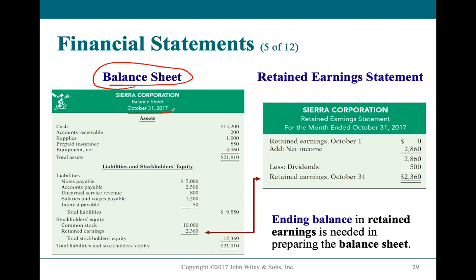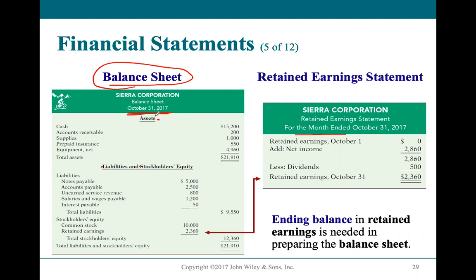of what the company has that day for its assets, for its liabilities, and for its stockholders' equity. So a balance sheet is a very important financial statement, but it simply shows you what's going on as of a particular day. Whereas the income statement and the retained earnings statement show you what's happening over a period of time, a month, a quarter, or a year. That's very important to know.